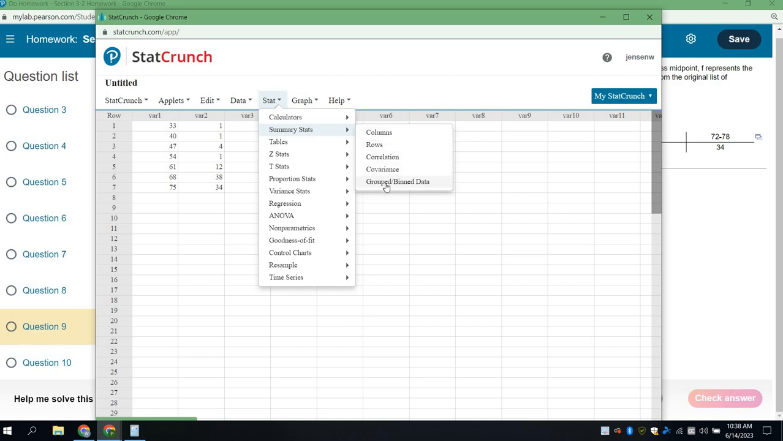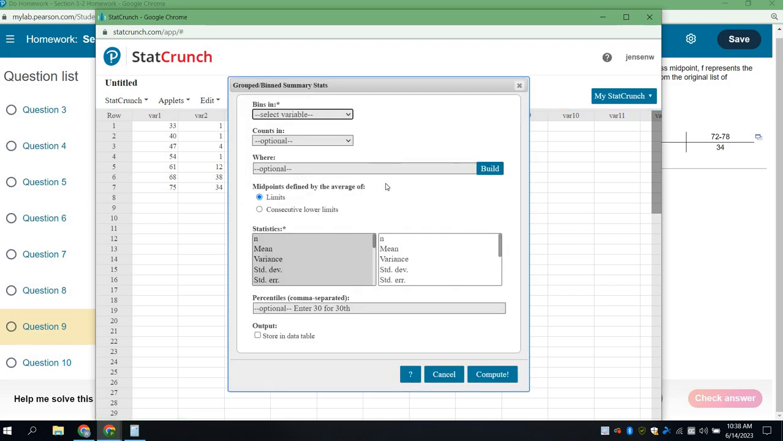Remember, we have kind of combined data, data that's related to one another. We need to know the midpoint as well as how many times it happened. So we're going to go to this grouped bin data. The bins, or the data, is in variable 1. The count of the data, the frequency, is in variable 2. And we literally just have to do that.